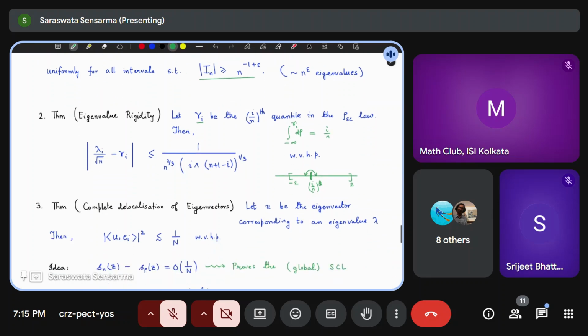And also, one question we never asked or answered: we just talked about eigenvalues. What about eigenvectors? As it turns out, the eigenvectors are delocalized. You never get something like 1 0 0 0 0 0 as an eigenvector. All of the coordinates will be of size 1 over square root n. Squaring that will be 1 over n.